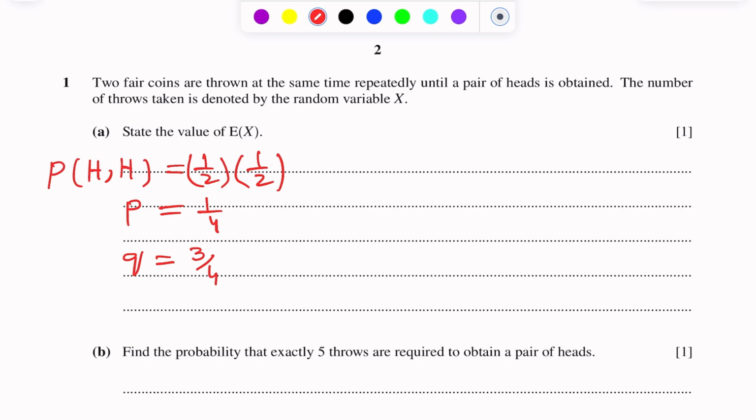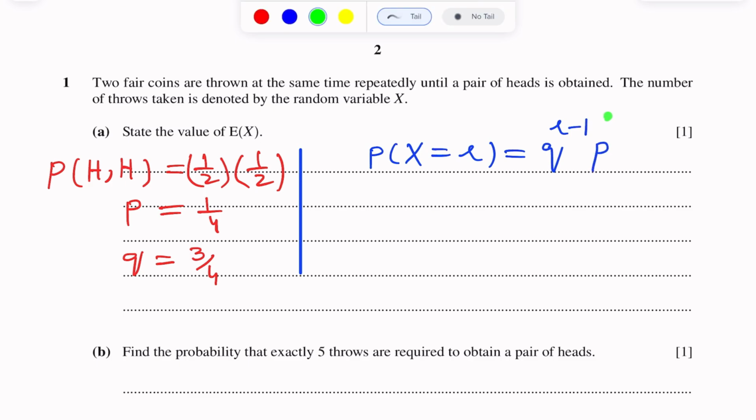Now the formula to find the probability in geometric distribution is probability of x equal to r is equal to q power r minus 1 into p. This formula will be used to find the probability in geometric distribution.